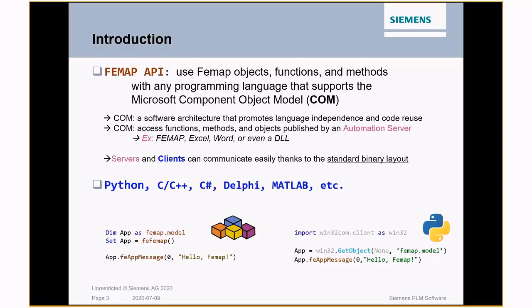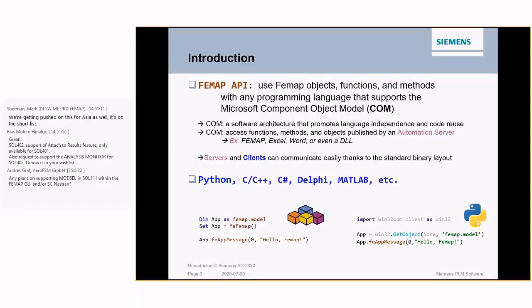Because of this, we're able to access functions and methods that are published by any automation server. And an automation server is FEMAP in most cases. It can be Microsoft Excel, it can be Word, it can even be a DLL. So the cool thing is that FEMAP can act as both a client and a server. And in most instances, we are writing applications or code as a client. And a client can be written in any programming language that is COM accepting.